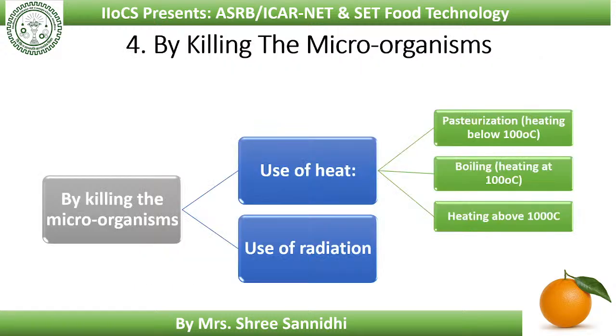Okay, so then the next one is by killing the microorganisms. Okay, so killing can be done in two ways. One is by the use of heat and the other is by the use of radiation. So heat can be applied in different levels. So heating below 100 degrees Celsius is called pasteurization, and next is boiling at around 100 degrees Celsius or heating above 100 degrees Celsius can be used for killing microorganisms.